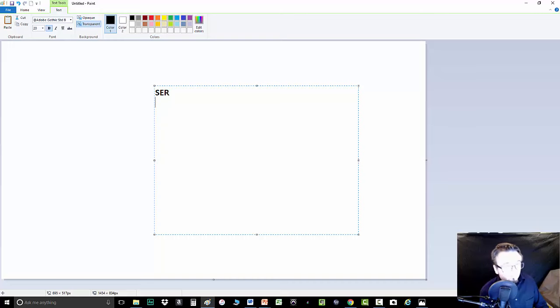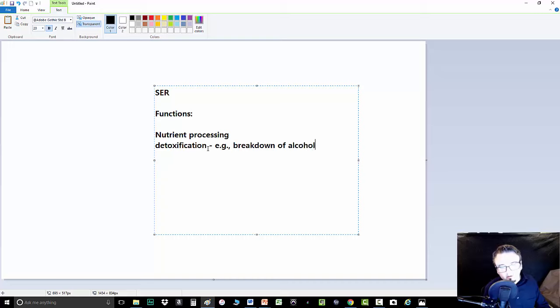SER, smooth endoplasmic reticulum, functions primarily include nutrient processing. And another big one, which I didn't have listed there, which is why I'm putting this up here, is actually detoxification. Detoxification meaning it breaks down harmful substances. So, for example, the breakdown of alcohol, which by all means is a toxin.